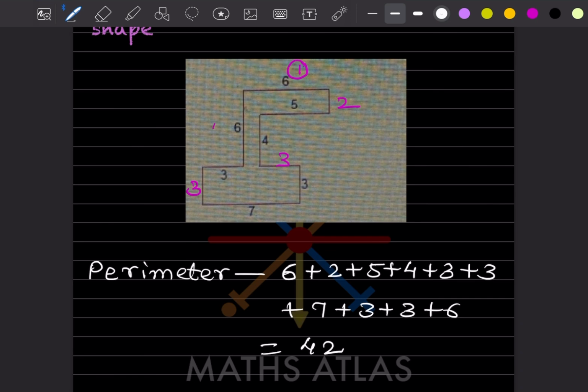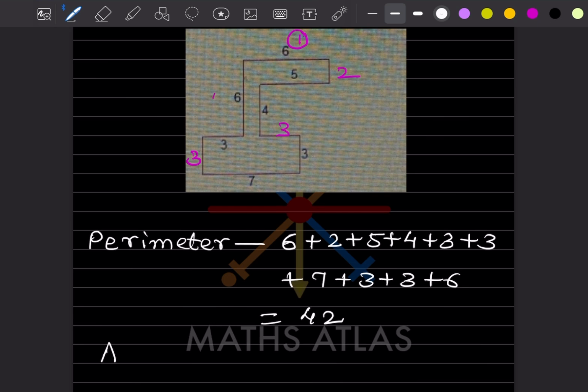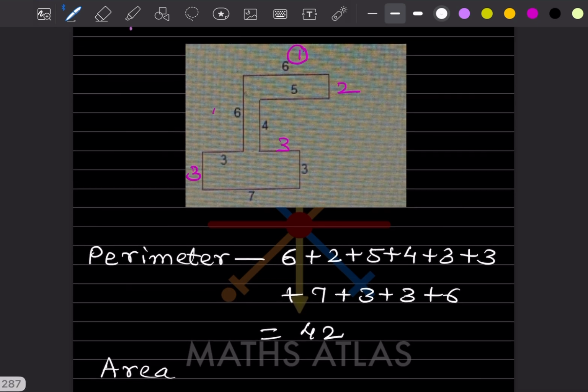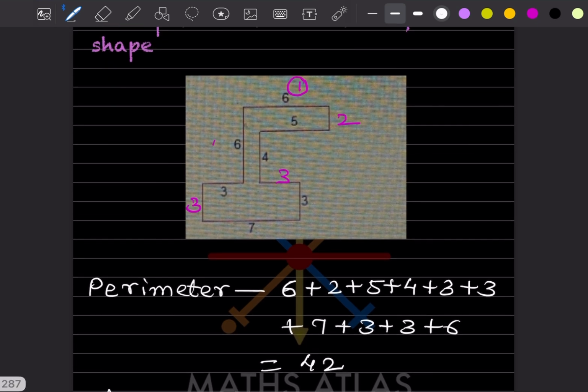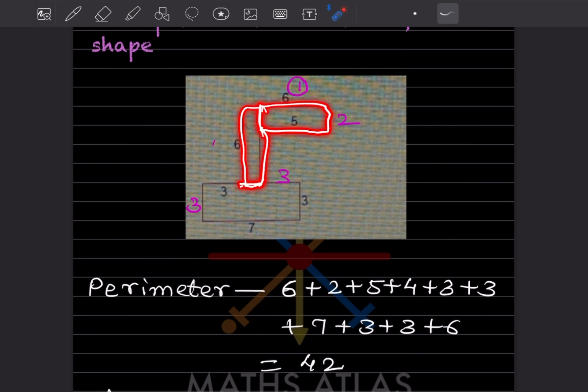Now let us see the area. How to find the area? For the area we can do it in different ways. Can you see here? This is one rectangle, this is another rectangle, and this will be the third one. You can divide it any way, but this is one of the easy ways. Now all the part is covered. You can name them. Now I will erase this part.